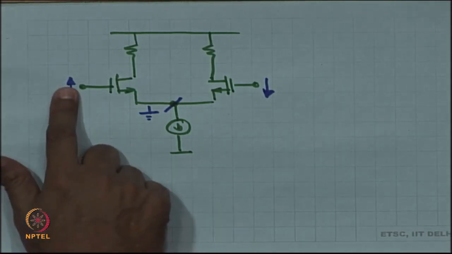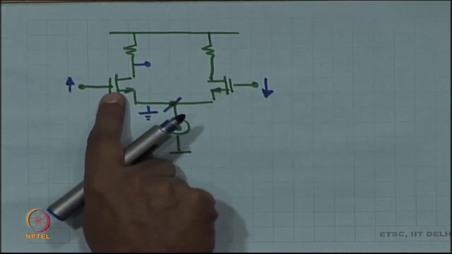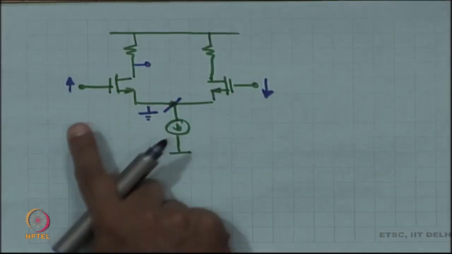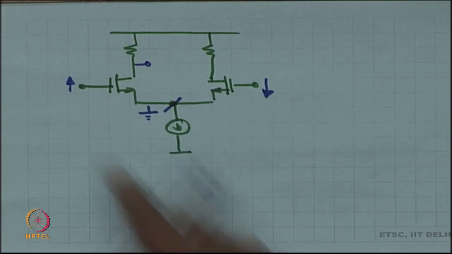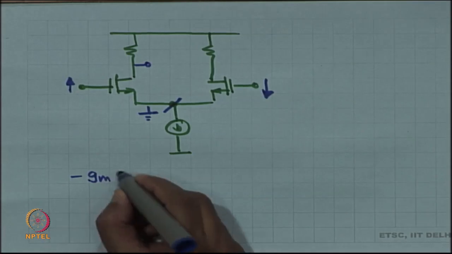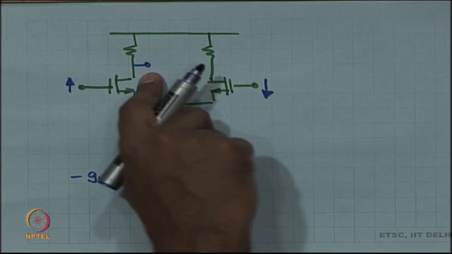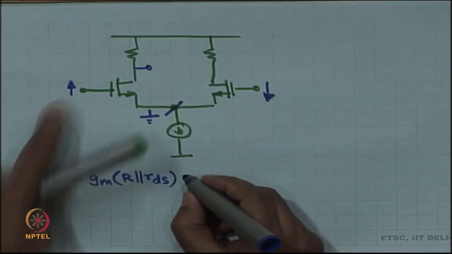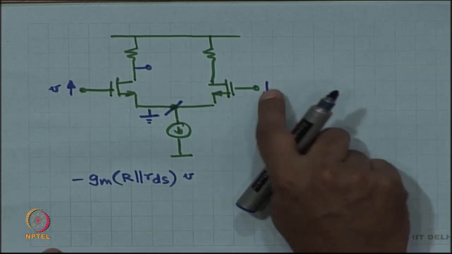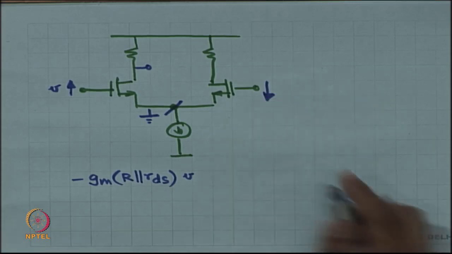If I increase one side by V, then the response at the output is going to be, the output impedance is R in parallel with R d s, the transconductance is G m. So, the response is going to be minus G m times R in parallel with R d s. This is one output voltage times V. Okay. The other output voltage is also easy, it is the same, right, but with minus V.